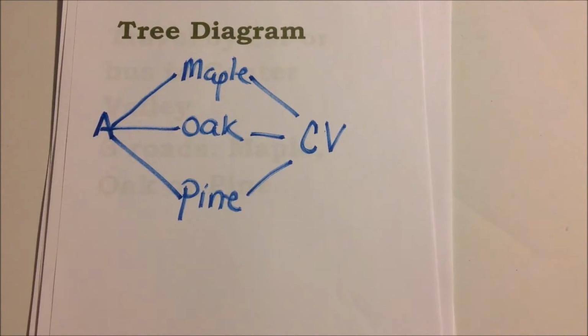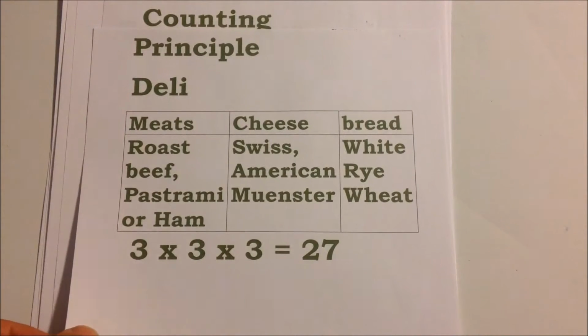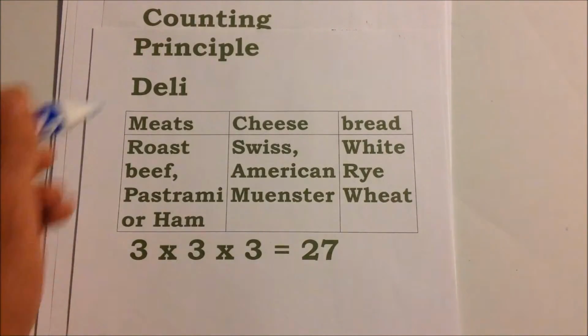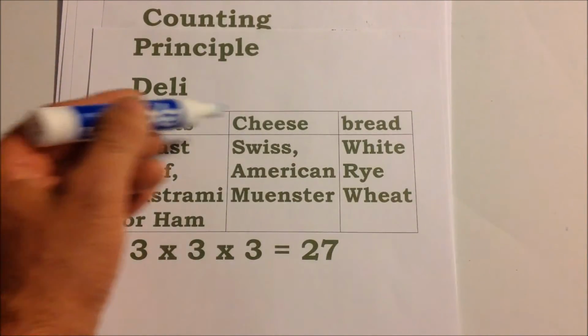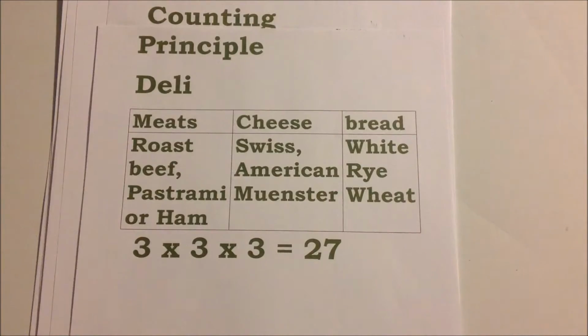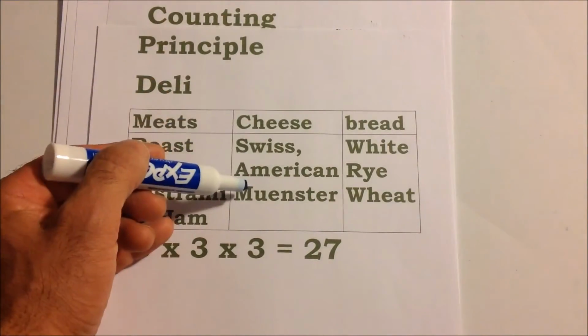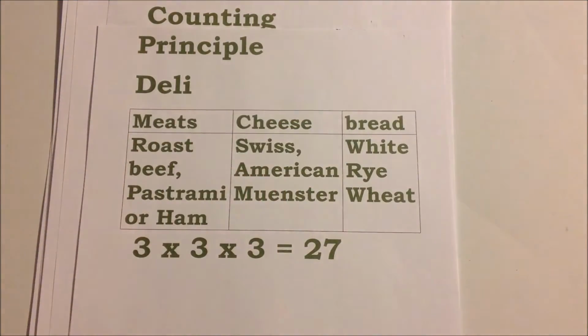Now there's a term we should know. It's called the counting principle. And here's an example of how we can use the counting principle. Let's say we're at a deli and they have meats and cheese and bread, and you want a sandwich. Well, let's say there were 3 choices for meats, 3 choices for cheese, and 3 choices for bread.